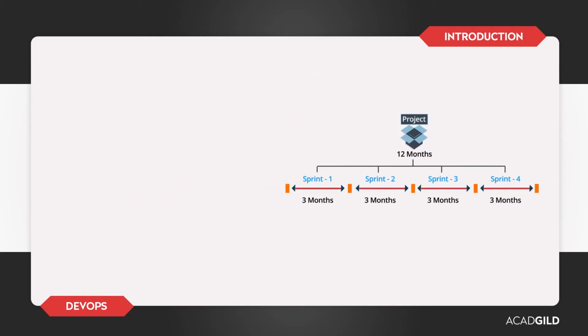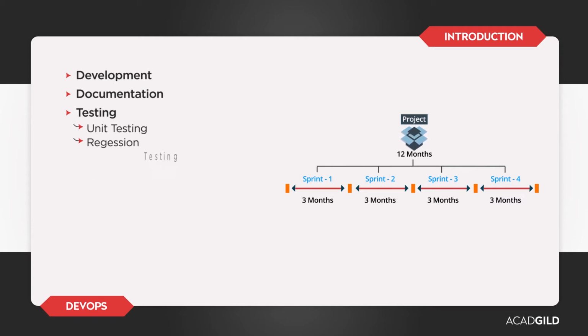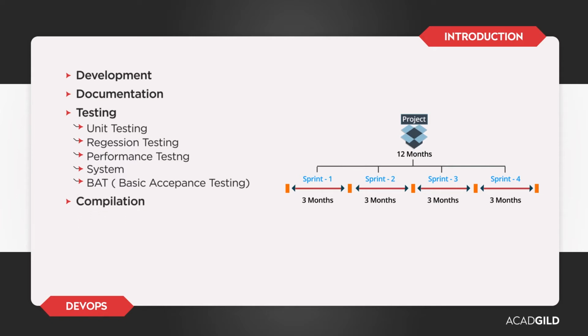However, the topic of priority is development. Development will be succeeded by documentation and various kinds of testing. These are the varieties of testing: unit test, regression test, performance test, system test, and basic acceptance test as well. There are multiple tasks to be completed in the span of 3 months, which includes code reviews or code checks that are to be completed to conduct releases at the end of each sprint.